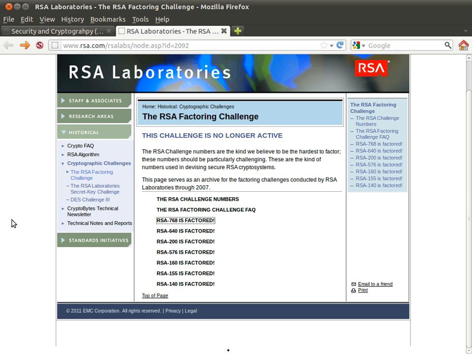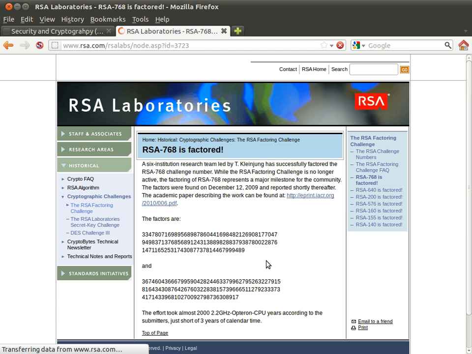How long did it take? On the website, the RSA 768, I think it says on here. So there was a 768-bit number. In 2009, some people found the factors, the two values of P and Q. It took the effort of almost 2.2 gigahertz CPU years, which in calendar time was about 3 years to factor. So a 768-bit number took about 3 years to factor into its primes.